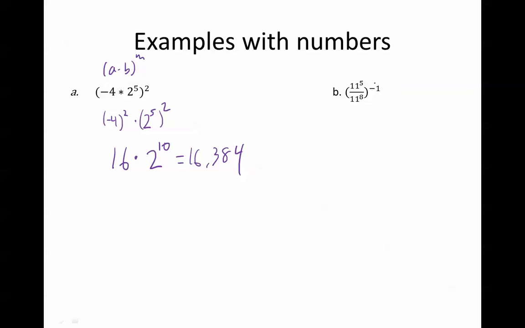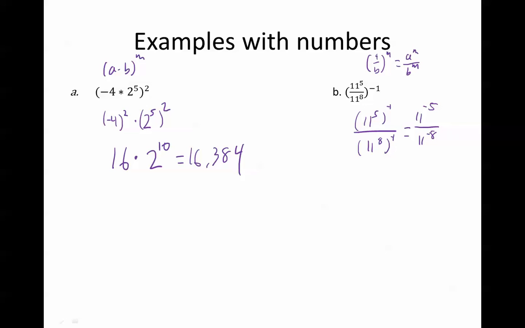What about this one here, part B? Well, I've got a negative exponent outside of this thing with a fraction. So notice that this is my quotient rule, right? Where whatever's on the outside of the parentheses can be taken to both of these. So what I really have here is 11 to the 5th to the -1 power over 11 to the 8th to the -1 power. And now you'll notice the same property that was in the previous one, power to a power. So this is really 11 to the -5th and 11 to the -8th.